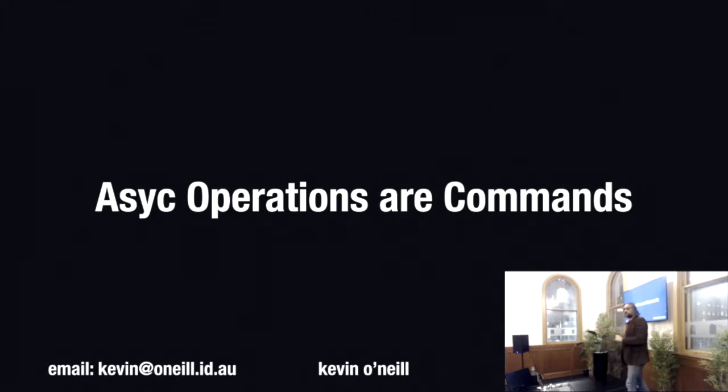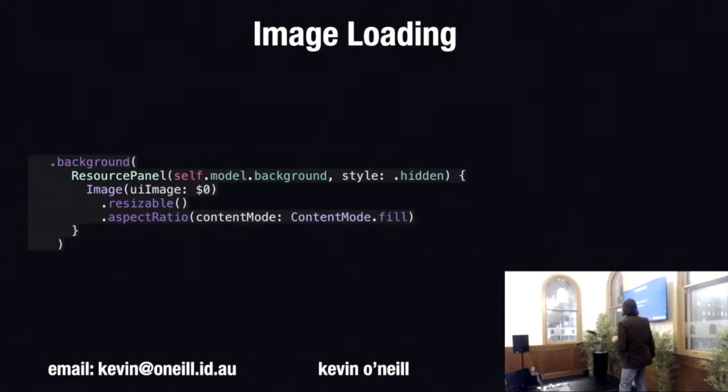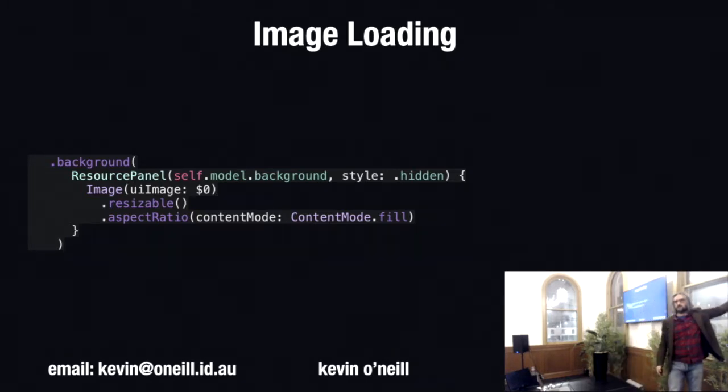Second pattern is async operations are commands. Here we have the background for the second screen. It has a resource panel. All the resource panel is, is a view that understands the four states of a resource. It's in placeholder state, it's loading, it's failed to load, or it's got the data, right? And depending on that, it's going to call this internal view. So when it's got the data, it'll call this internal view. And you can do some customization on it as far as what spinner you want to use, etc. But in essence, when it has data, it shows the internal view. Otherwise, it shows the placeholder or the spinner, etc.